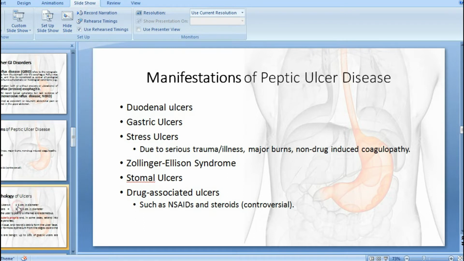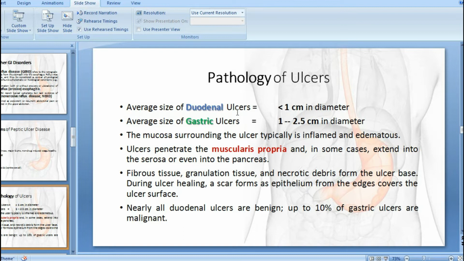The next one is pathology. The average size of a duodenal ulcer is less than 1 centimeter in diameter. The average size of gastric ulcers is 1 to 2.5 centimeters in diameter. The mucosa surrounding the ulcer typically is inflamed and edematous. Ulcers penetrate the muscularis propria and in some cases extend into the serosa or even into the pancreas. These are basically the layers.